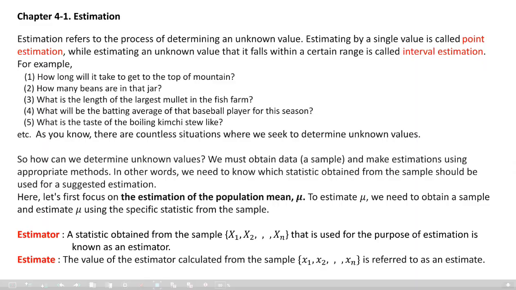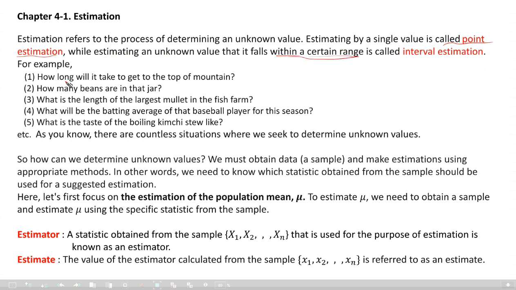Estimation refers to the process of determining an unknown value. You have an unknown value, then you want to know what that unknown value is. Estimating by a single value is called point estimation, while estimating an unknown value which falls within a certain range is called interval estimation.